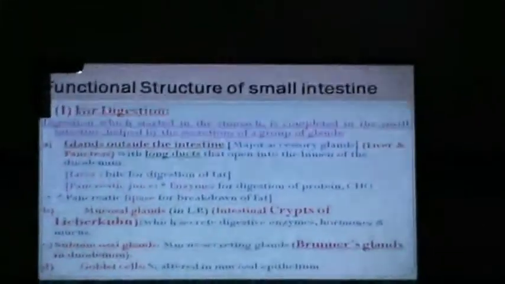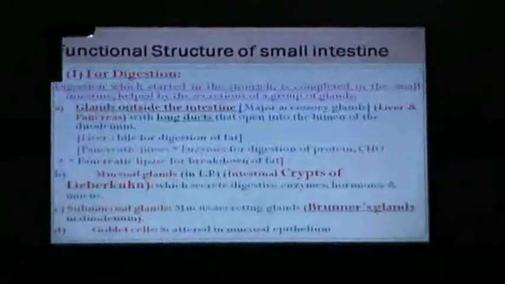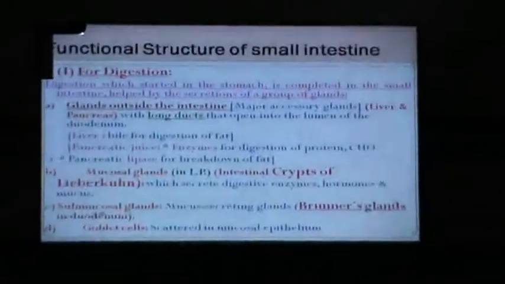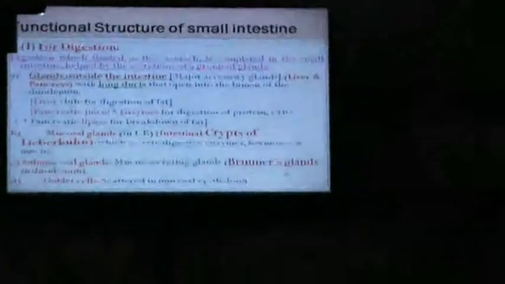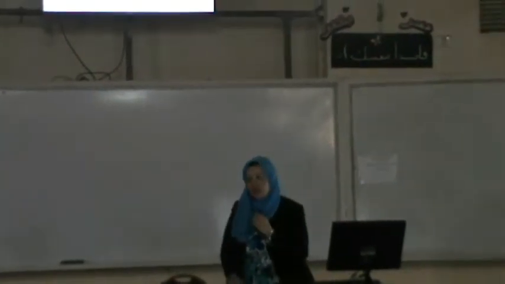There are types of intestinal enzymes and hormones. Also, in the submucosa, only in the duodenum, we have glands called Brunner's glands. They secrete mucus and alkaline fluid to neutralize the acidity of the acid chyme and protect the duodenal mucosa. And of course, we have goblet cells. A very characteristic feature of the small intestine is the presence of goblet cells. Do you remember the goblet cells in the respiratory system? This vase-shaped cell secretes granules which migrate to form mucus droplets for protection and lubrication.